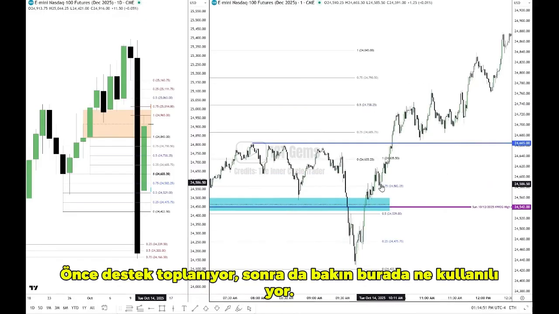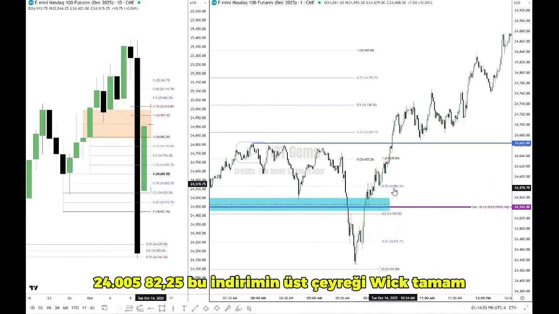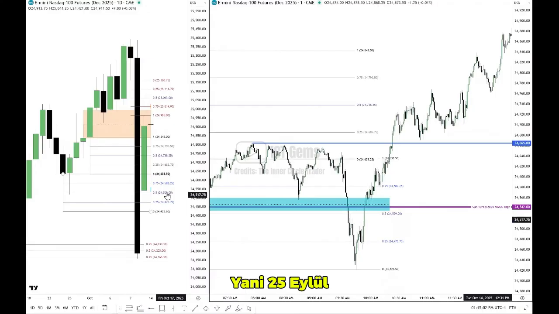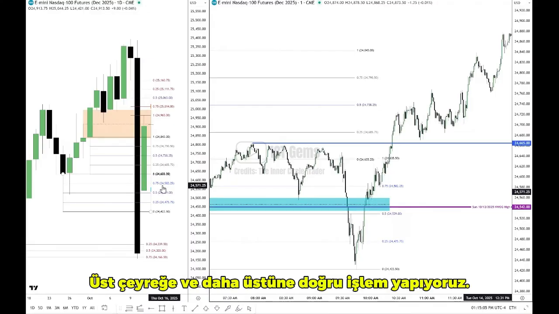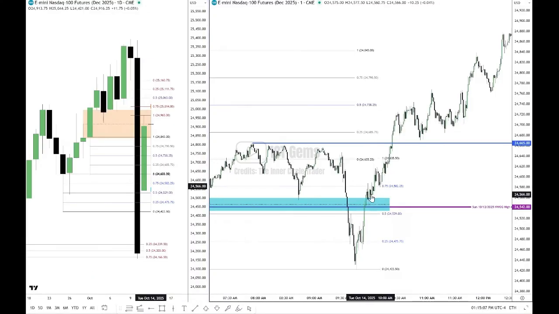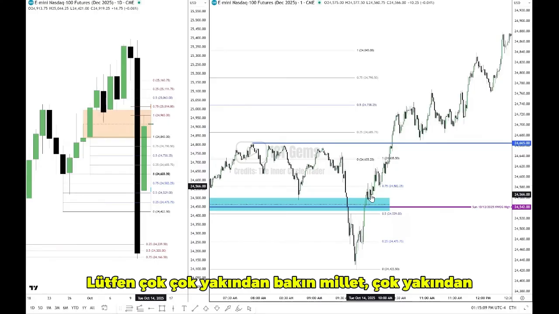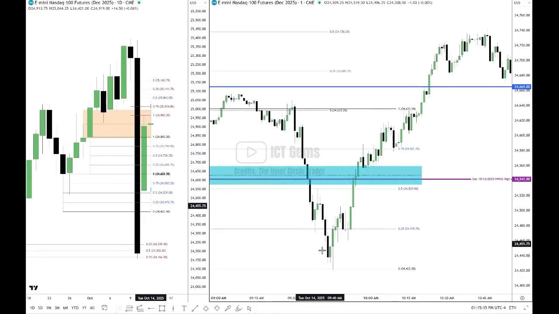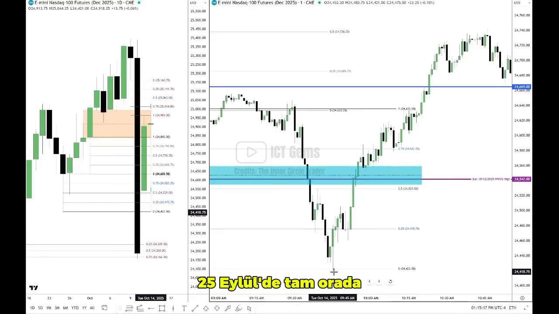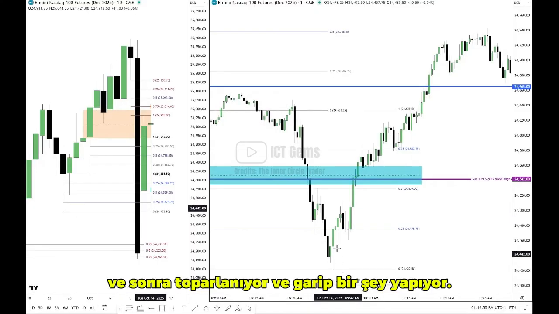It rallies up. And now look what it's using here, 24,582.25, the upper quadrant of this discount wick. Okay, so on the 25th of September, we're trading up to and above that upper quadrant. Look real close, folks. Real close. We traded the low of that wick on the 25th of September, right there. Nails the low of the day. And then it rallies up.